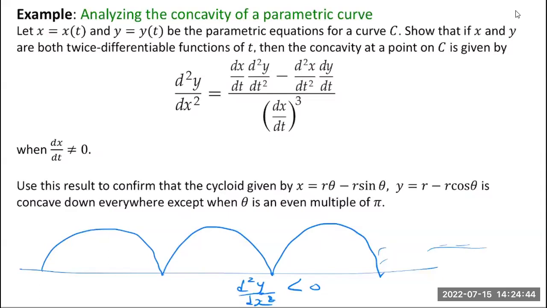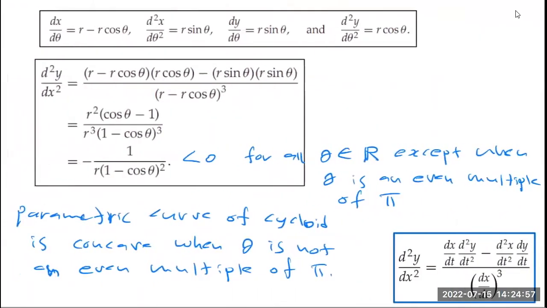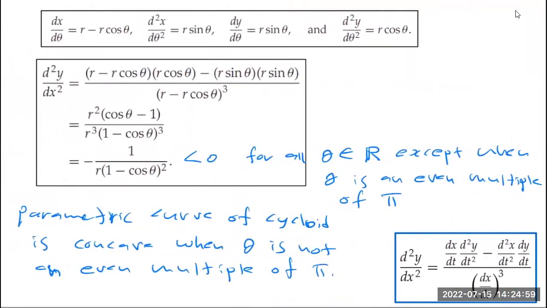Use this result to confirm the cycloid given by these two parametric equations is concave down except when theta is an even multiple of pi. Okay, so that completes that proof, and with that we conclude section 9.1. I'll stop there and I'll see you next time.